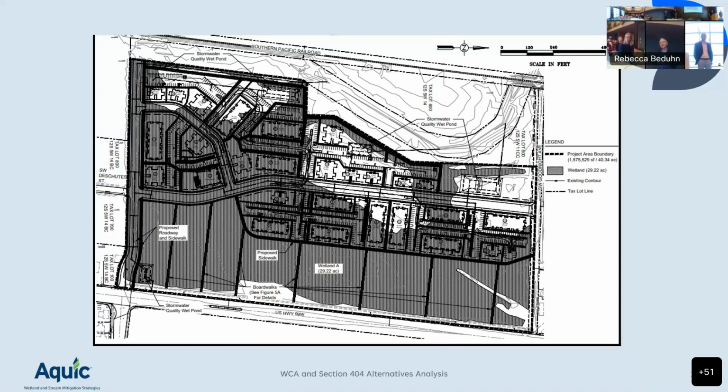So the definition of practicable is available and capable of being done considering cost, logistics, technology. The available part, sometimes we get an alternatives analysis that says, well, there was no for sale sign at the end of the driveway, so it must not be available. That's not enough. Actually inquiring and making offers and talking to people about whether they would be willing to consider selling it. Yeah, if they say no, it's not available.